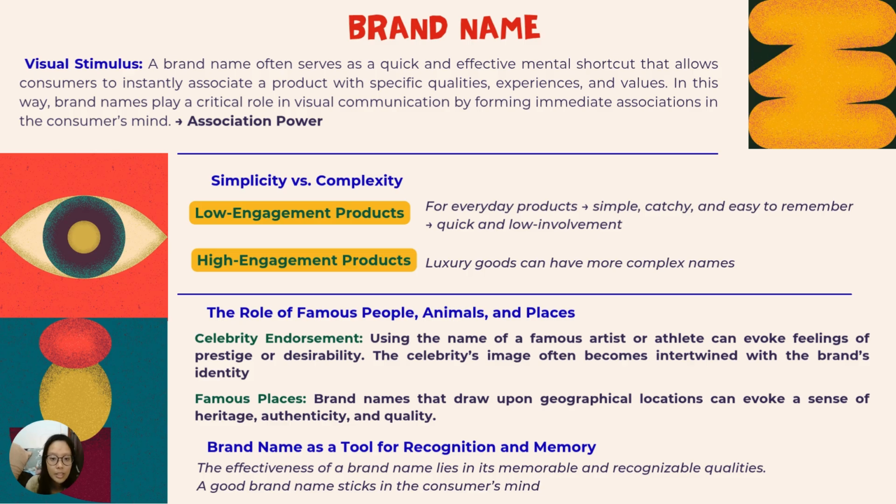And brand names can vary in complexity based on the engagement level of the product. For low engagement, everyday products like chocolate and detergent, brand names are typically simple, catchy, and easy to remember. This allows consumers to quickly recall the brand when making purchasing decisions. Simple names are particularly effective when the decision making process is quick and low involvement. High engagement products, on the other hand, like cars, smartphones, or luxury goods, often have more complex names. These names are usually more distinctive, unique, and might even evoke a sense of prestige or exclusivity.